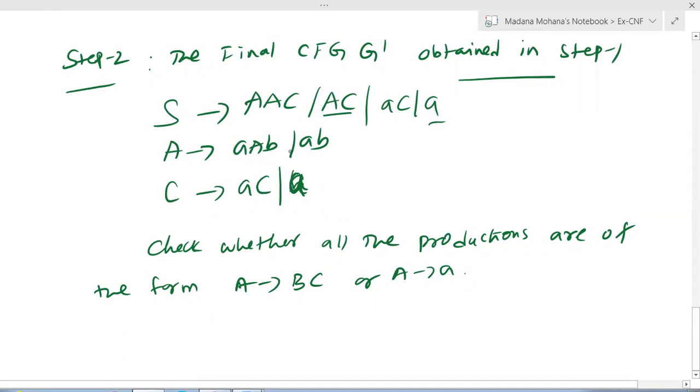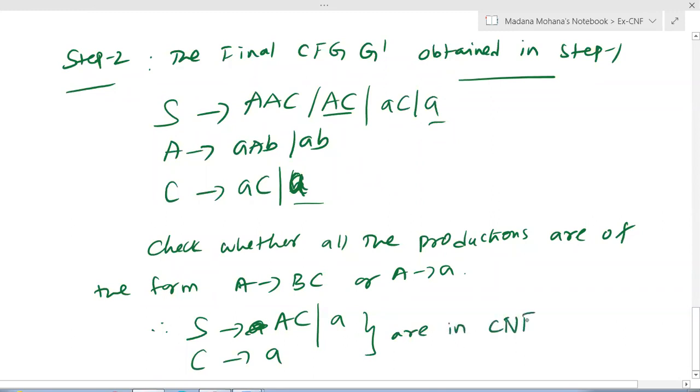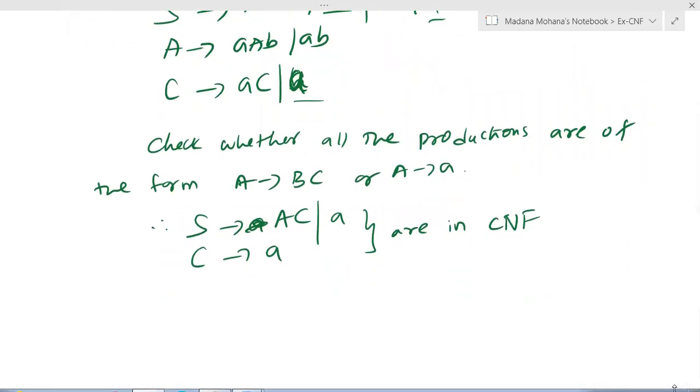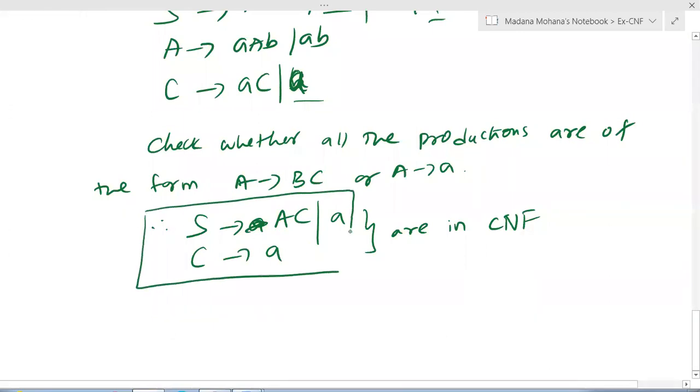Whereas for A derives, here no productions are in the required form. Then C derives AC, two variables are there. Here a single terminal is there. So C derives terminal A is in the required form. Remaining are not in the required form. So therefore, S derives AC or A, then C derives A are in CNF. But the remaining are not in CNF. For the other productions, we have to apply further steps. So you can apply step 3 and step 4.